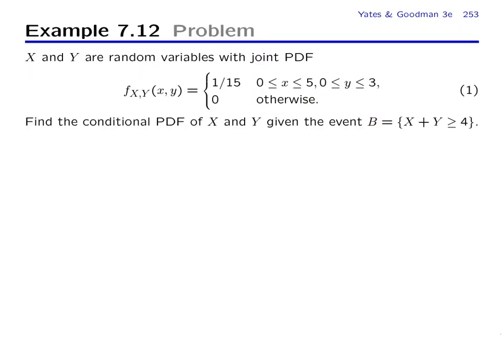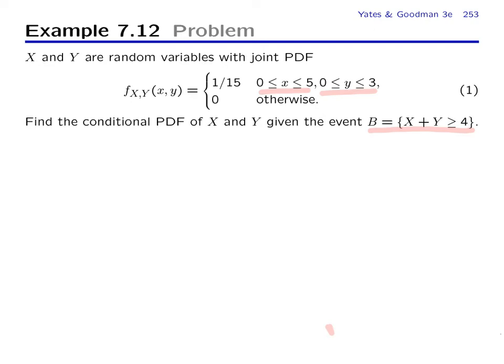In this example, the joint PDF of X and Y is uniform over the box where X goes from 0 to 5 and Y goes from 0 to 3. In this problem, you're asked to find the conditional PDF given the event B that X plus Y is greater than or equal to 4. The solution appears on the next slide, and it's a little bit ugly because the intersection of the region B and the region where the joint PDF is non-zero is kind of an ugly region.